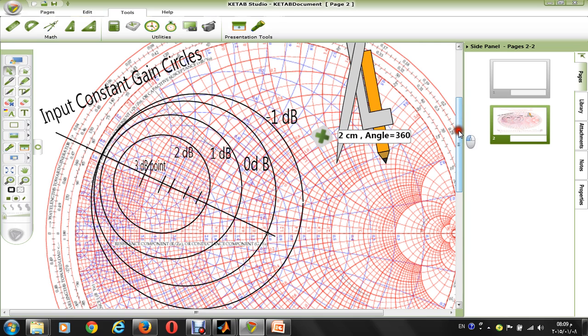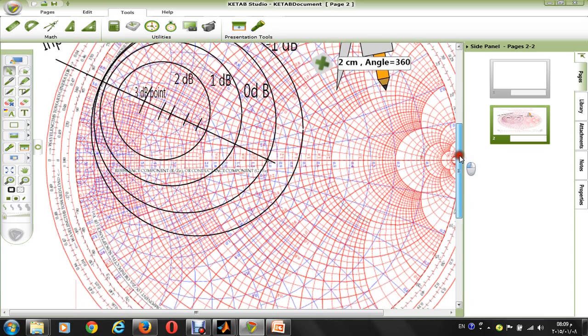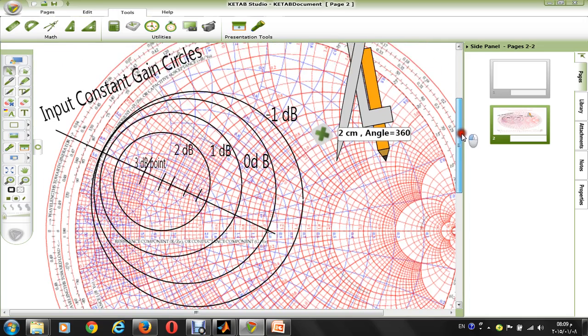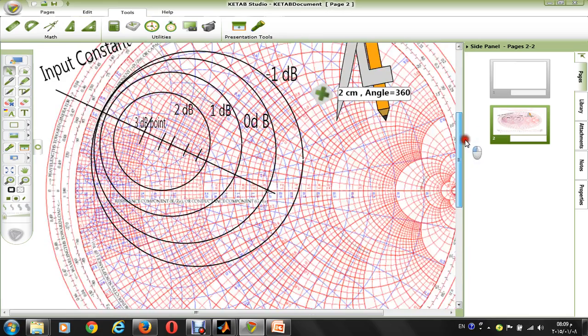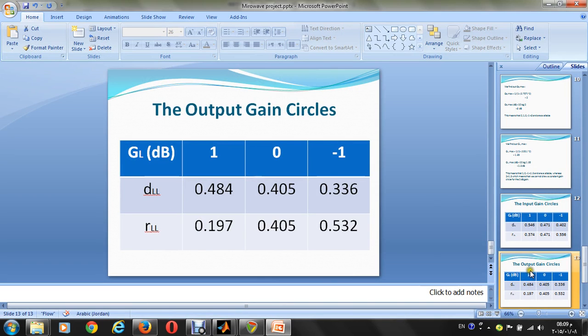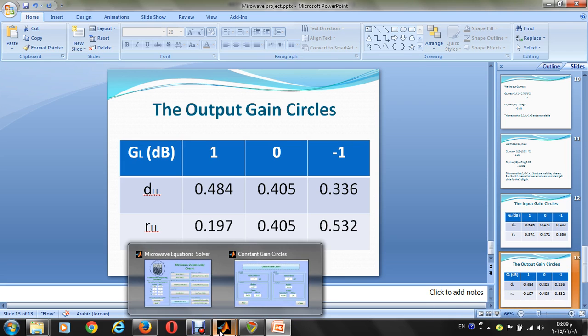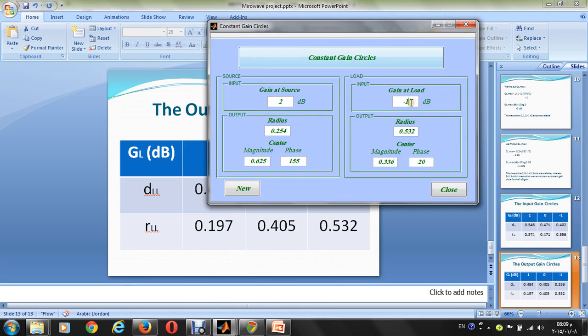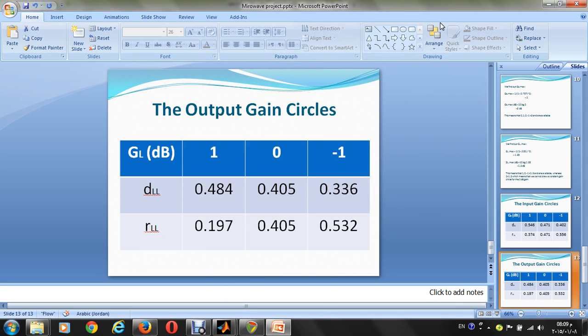We repeat the same steps for the constant gain circles at the load. So, I go back right here and put 1, 0, and -1. Why we didn't put 2? Because the maximum gain is 1.3 and 2 is larger than the maximum gain. So if we apply it also on the calculator, if we put 2 here, we find that radius is 0. So there is no circle found.